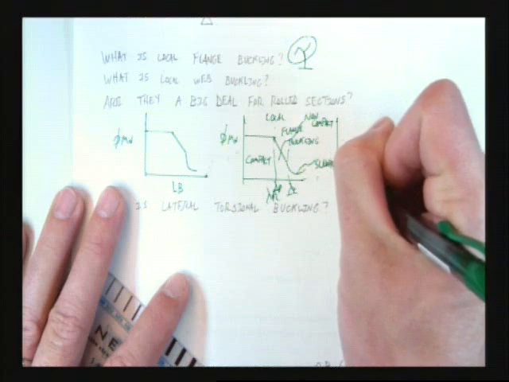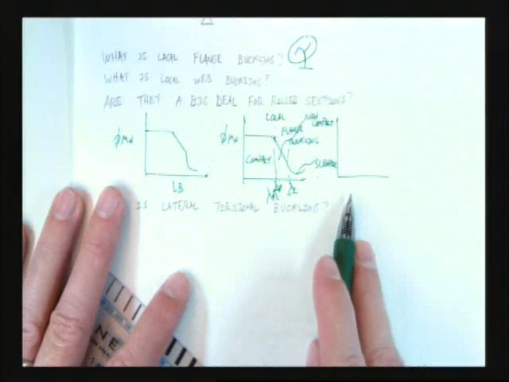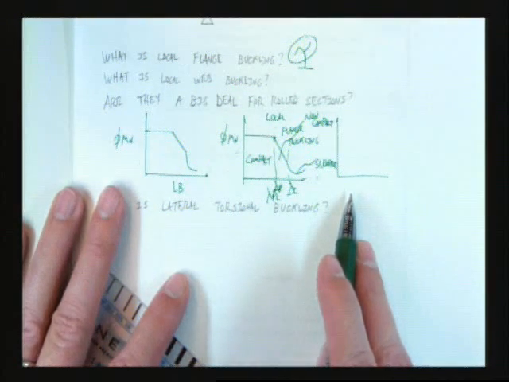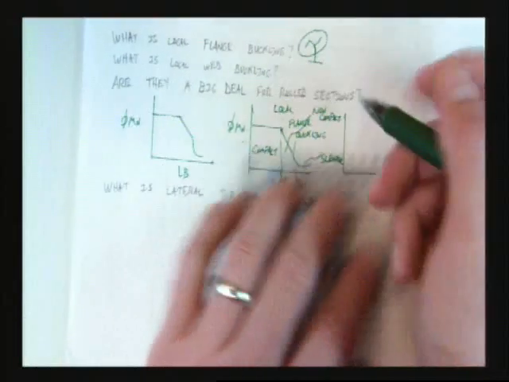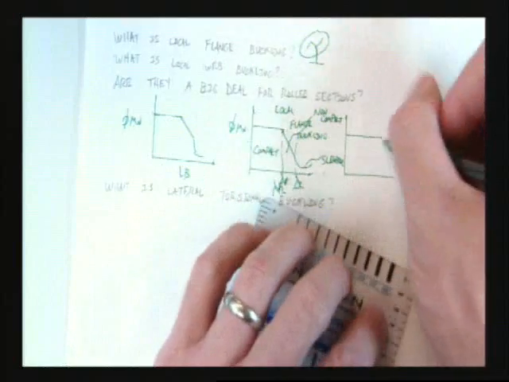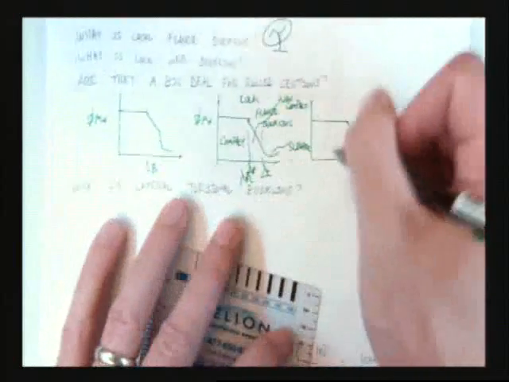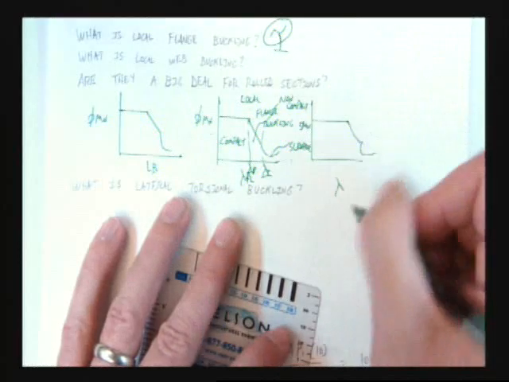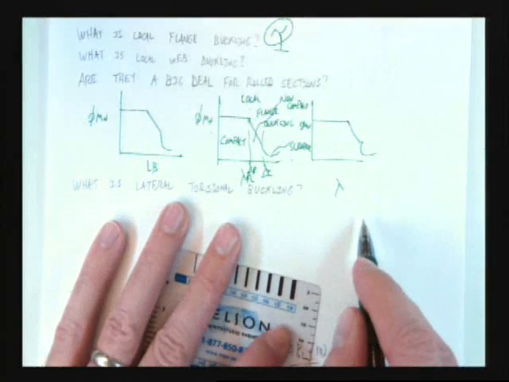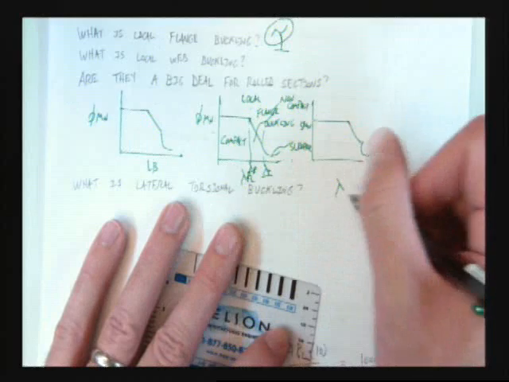Hey, let's do the same thing over here. Guess what? Everything is the same. The chart looks the same. We're still going to have phi M n up here. We're still going to have a gamma. But is it gamma of the flange? Gamma of the web.